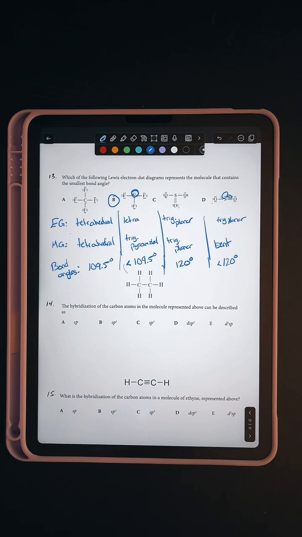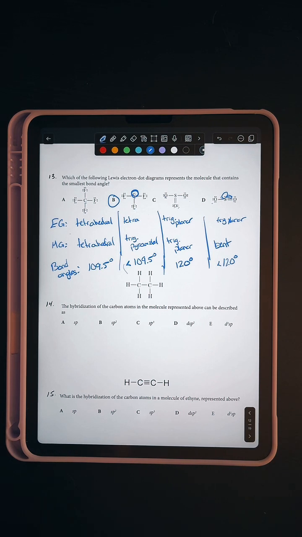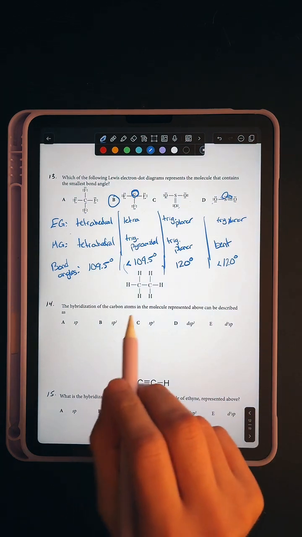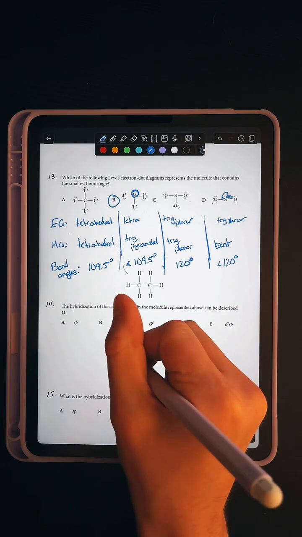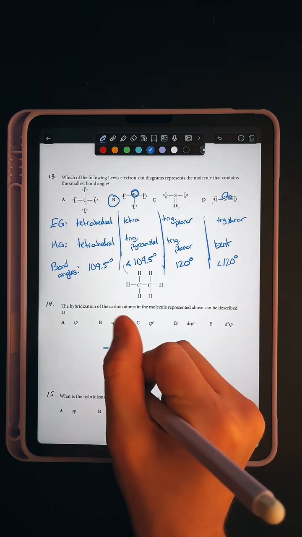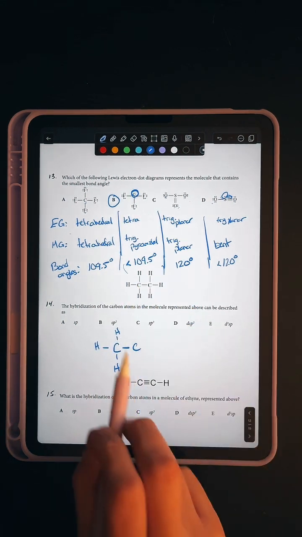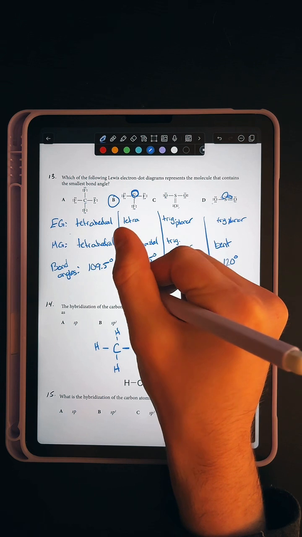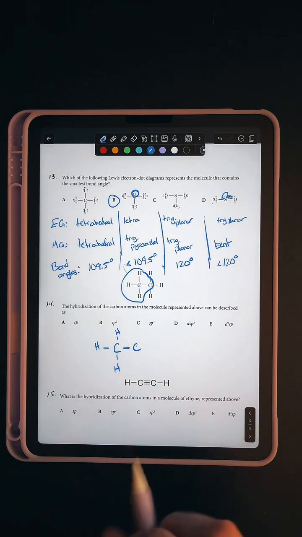So let's go on to number 14. The hybridization of the carbon atoms in the molecule represented above can be described as what? Well, we were talking about hybridization a little bit ago. Now, for hybridization, we're going to look at the amount of things around that carbon. So if I were to just take this carbon and write it down here, we have that carbon, and then we have another carbon attached. I'm only going to look at what's attaching to this one carbon here.